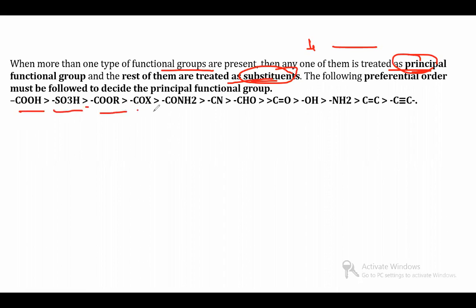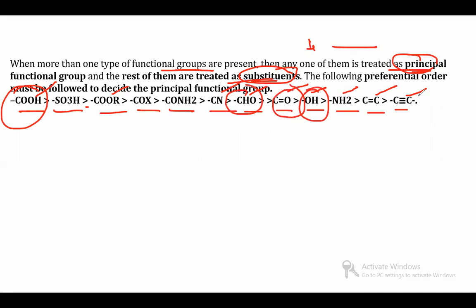SO3H, COOR, COX (X is a substituent group), CONH2, CN, CHO, C double bond O, OH, NH2, C double bond C. Out of these, we will be using the triple bond, double bond, ammonia group, alcohol functional group, ketone, aldehyde, cyanide, amides, COOR esters and ethers, and COOH carboxylic acids. Carboxylic acid is familiar. This you need to remember.